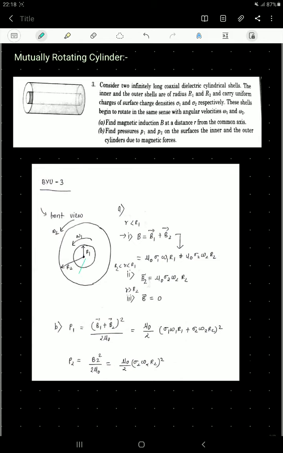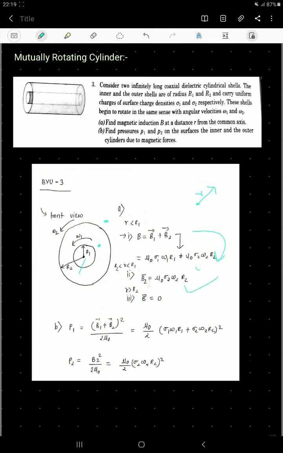So here is the solution. Here you can say that as r varies, the distance from the axis varies. In different regions there would be different field present. This can be proved applying the above concepts. So here in this region, the magnetic field due to both omega 1 and omega 2 would be present. In this region there would be field only due to omega 2, and in this region there would be no field.